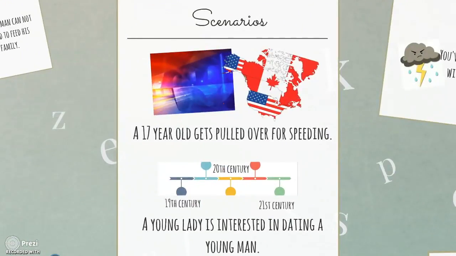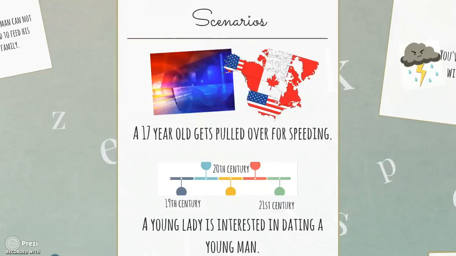Now let's look at a few scenarios. Imagine you're a 17-year-old and you get pulled over for speeding. Imagine if that happened in the United States versus Canada. Take a minute to pause the video and think about what would happen. In the United States, a 17-year-old has their driver's license, and so they might just get a warning or a simple speeding ticket. However, in Canada, children do not get their driver's license until they turn 18 years old. So, if they got pulled over at 17 years old, not only are they speeding, but they're also driving without a license. Therefore, the consequences will be much greater, affecting the whole outcome of the plot.